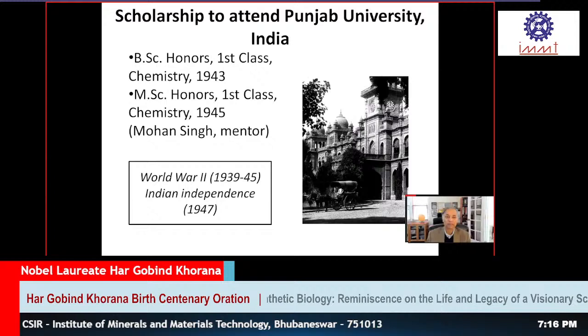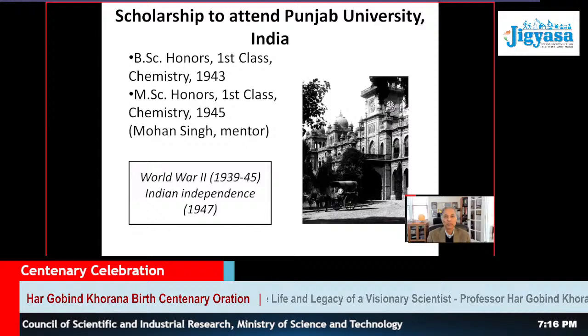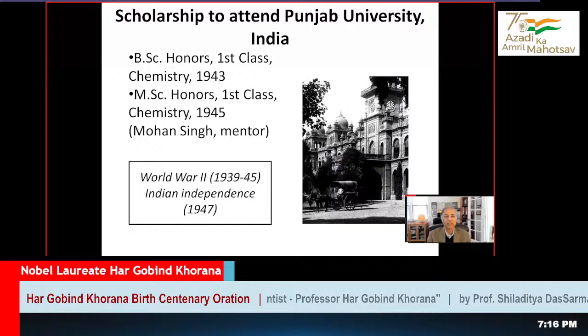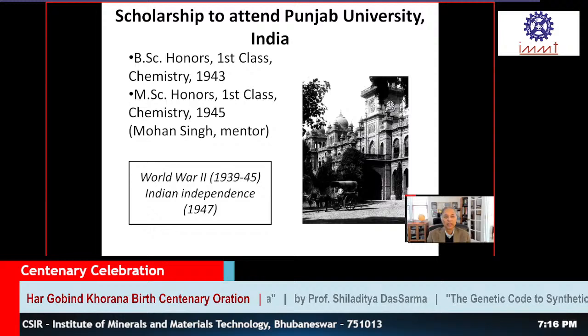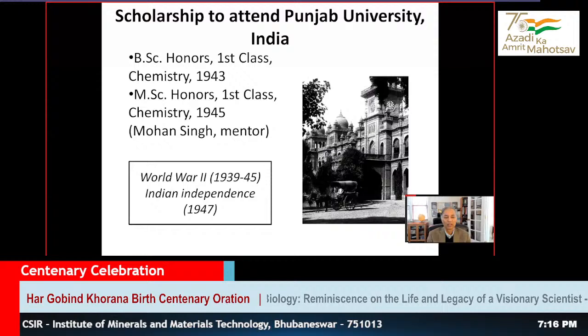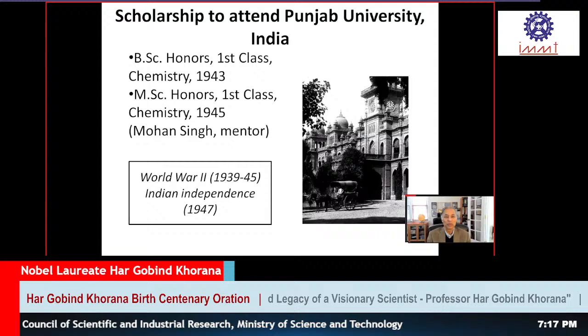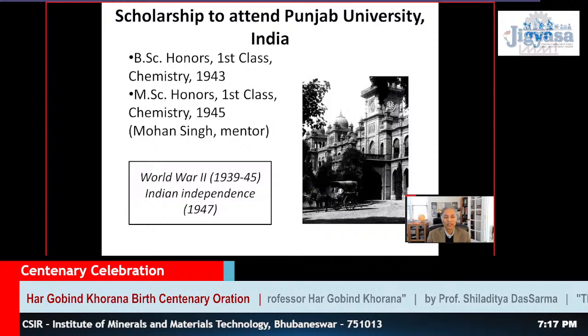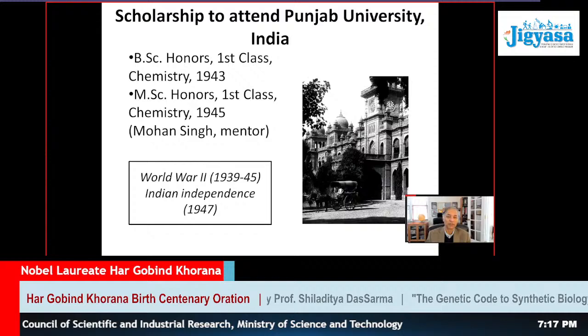He excelled in school and won a scholarship to attend Punjab University, where he earned a BSc honors first class in chemistry in 1943 and a MSc honors first class in 1945 under his mentor, Professor Mohan Singh. This was a very turbulent time in history. World War II was ongoing between 1939 and 1945. And the Indian independence was won in 1947.